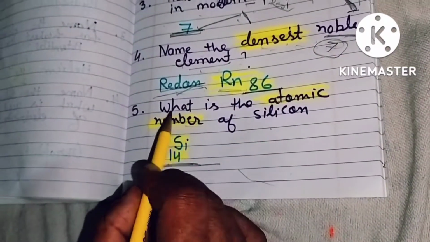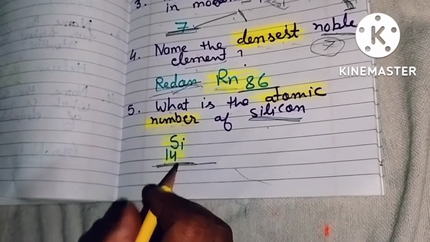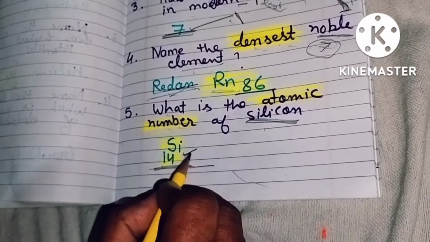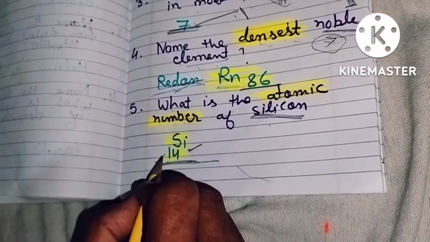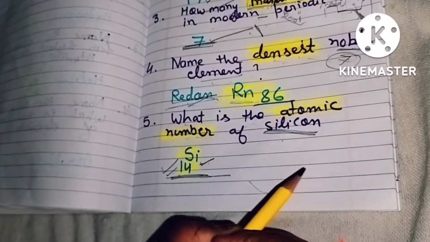Next, what is the atomic number of silicon? Silicon is symbolized by Si and its atomic number is 14. We study all these questions on the basis of the periodic table.